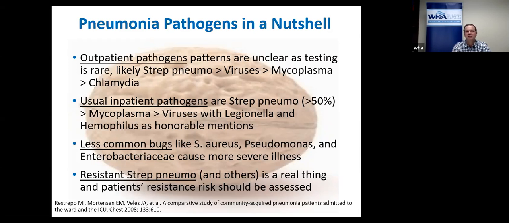What are our outpatient pathogens? So they'll actually go and do sputum samples and blood cultures and do PCR and find out what the pathogens are. Now, it's going to vary based on your community biome, but in general, the rule is strep pneumo is still king, okay? Greater than 65% of the time, we're dealing with strep pneumo.